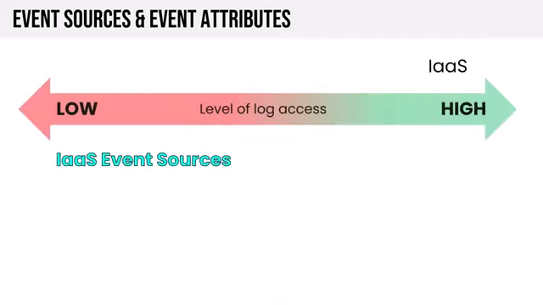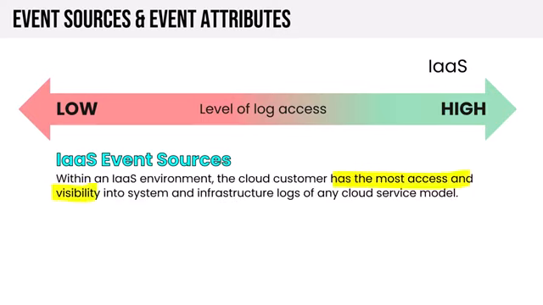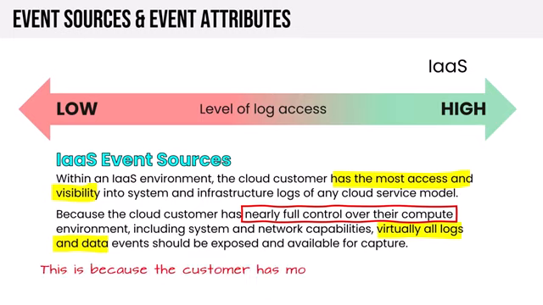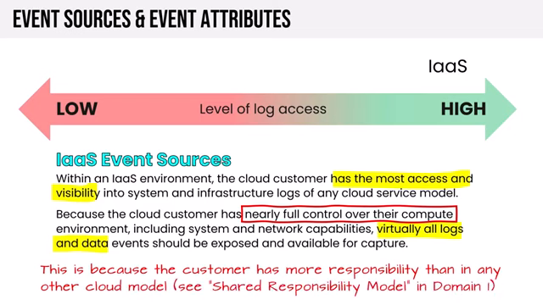We'll start with our IaaS event sources. Within an IaaS environment, the cloud customer has the most access and visibility into system and infrastructure logs of any cloud service model. That's because the cloud customer has nearly full control over their compute environment, including system and network capabilities. Virtually all logs and data events should be exposed and available for capture. This is because the customer has more responsibility than in any other cloud model. If you go back and look at the shared responsibility model in Domain 1, that becomes crystal clear.